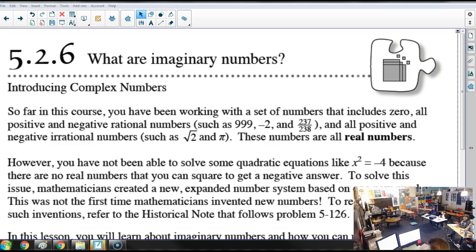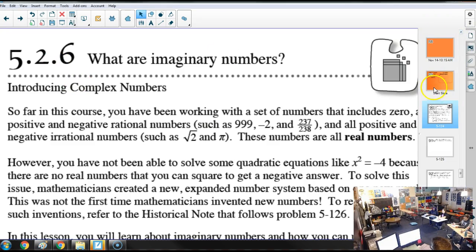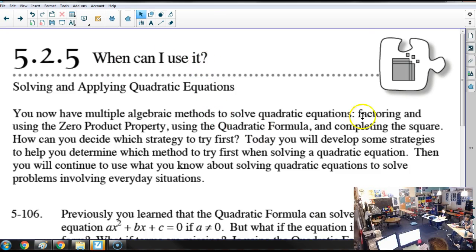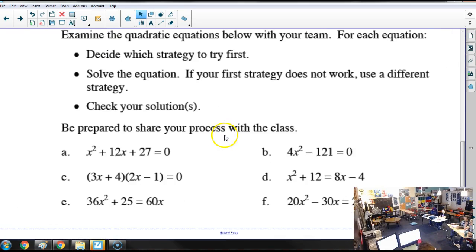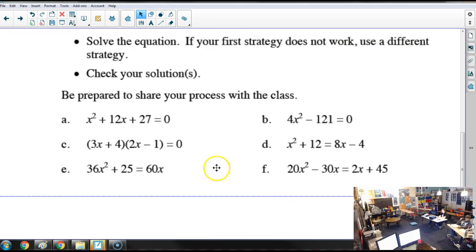Oh, hey, notice what 5.2.6 is called? Introducing complex numbers. We already did that, right? We already introduced complex numbers and the quadratic equation. Well, yeah, but that was yesterday's lesson, so we're supposed to have already been beyond that. Alright, so let's use the quadratic equation to solve these.